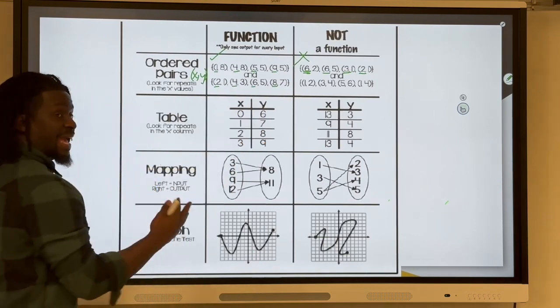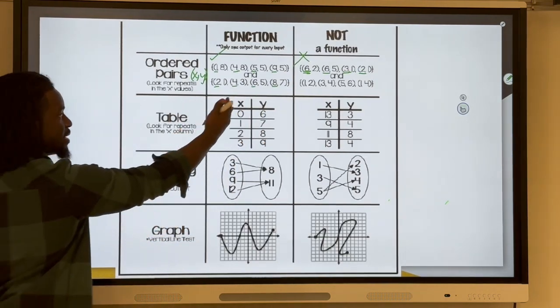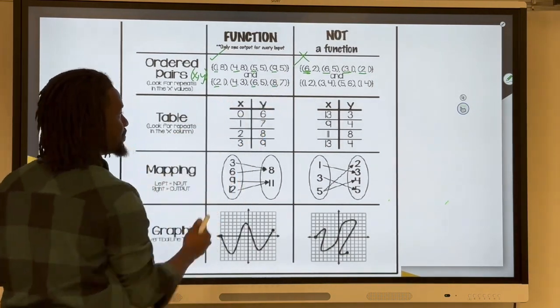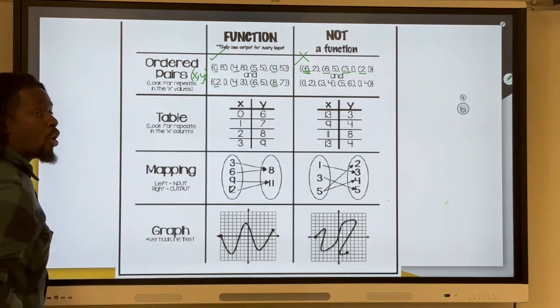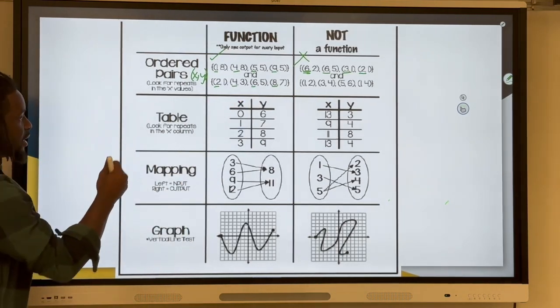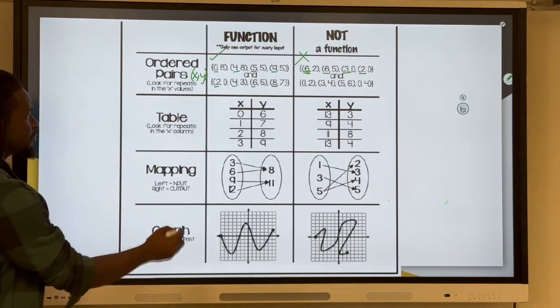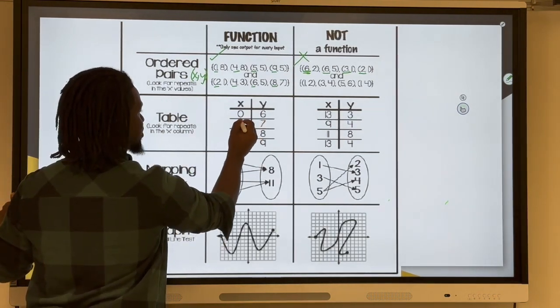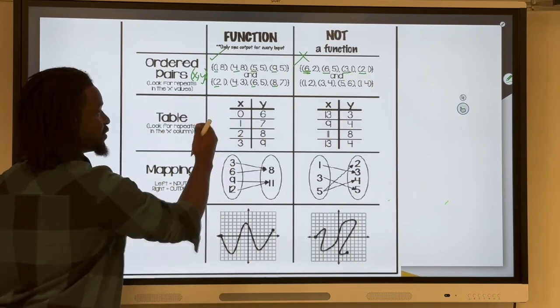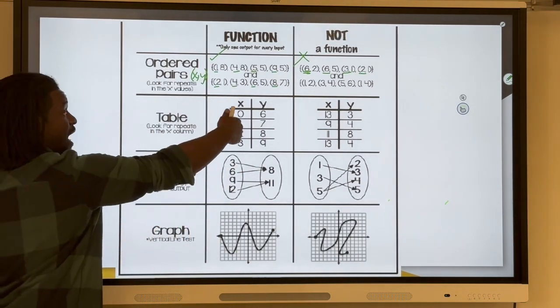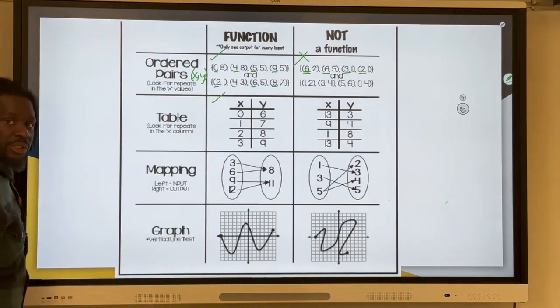Now the table is X and Y. Okay. Sometimes it may have set A or set B. It may not always have those labels at the top, but a lot of times it will. X and Y. Okay. X and Y table. For this, you got 0, you got 1, you got 2, you got 3 for the X's. The X's do not repeat, so that is a function.